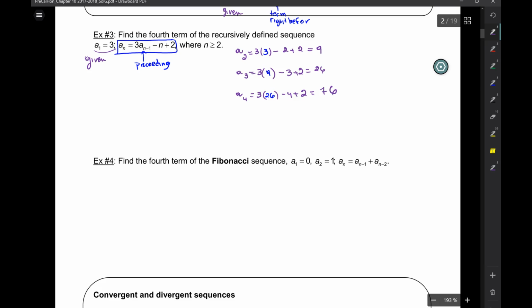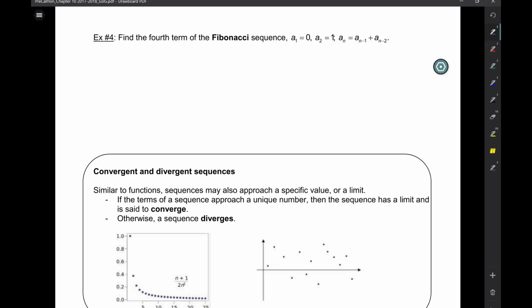Really quickly, a very famous recursive sequence is the Fibonacci sequence. Have you heard of that before? So the Fibonacci sequence is defined like this. The first term is 0, the second term is 1, and every other term, so if I wanted to find A3, how would I do it? It's A2 plus A1, right? If I wanted to find A7, what is it? A6 plus A5. So each term is the sum of the two terms that come right before it.